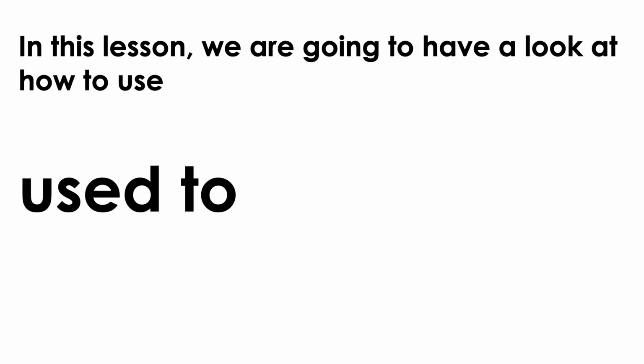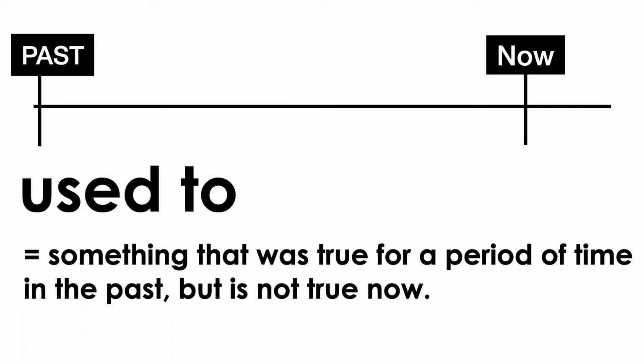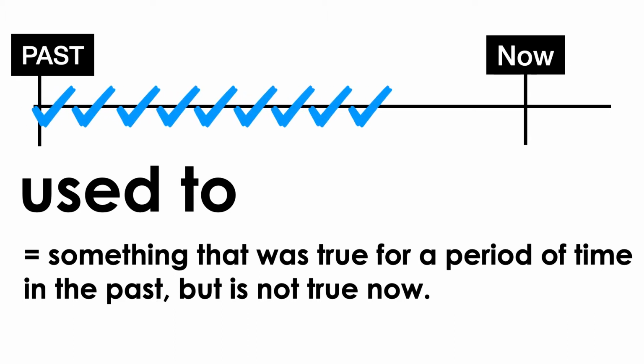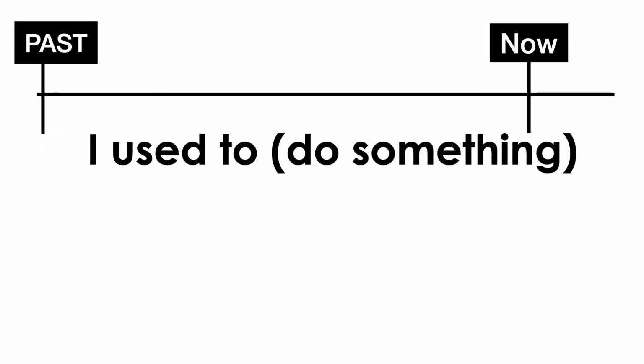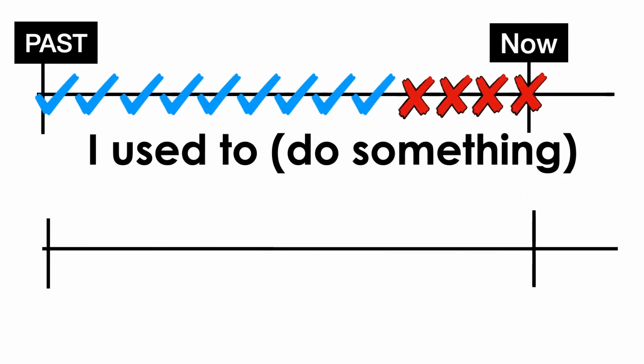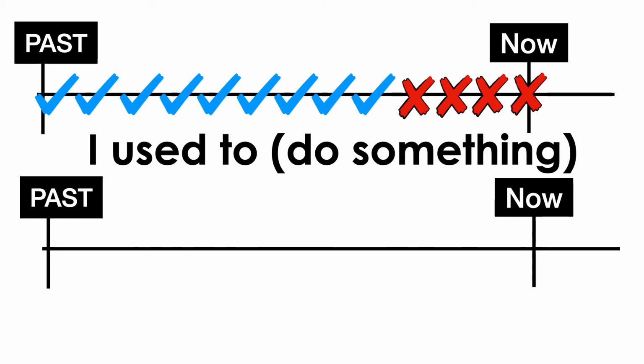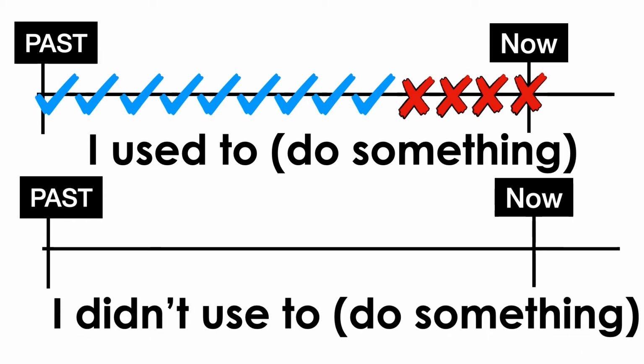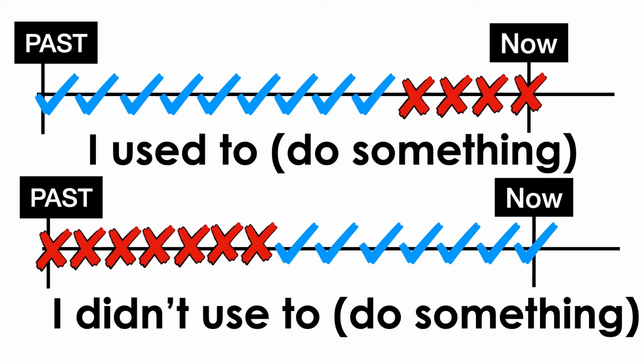In this lesson, we are going to have a look at how to use "used to". We use "used to" for something that was true for a period of time in the past, but is not true now. We say, "I used to do something" when we did it in the past, but we don't do it now. We say, "I didn't used to do something" when we do it now, but we didn't do it in the past. Let's look at some examples.